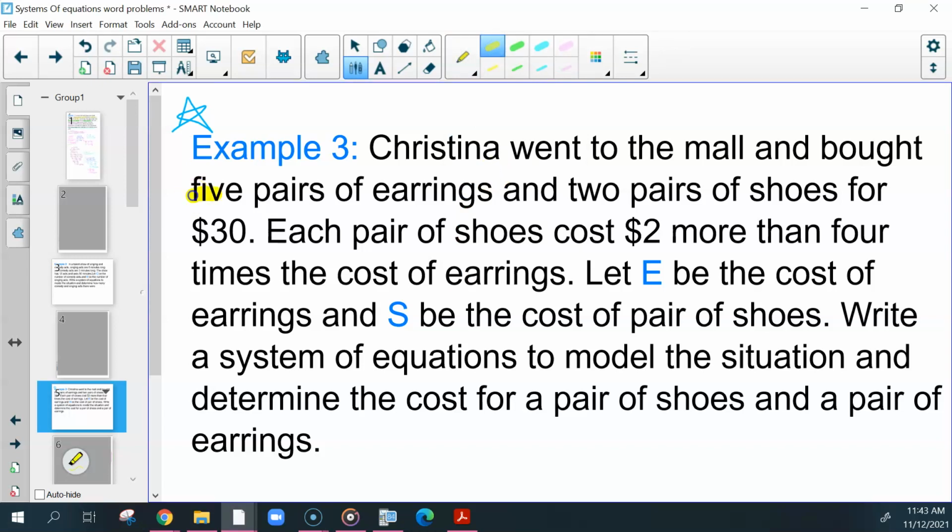Okay. 5 pairs of earrings, 2 pairs of shoes, for $30. Okay. Each pair of shoes costs $2 more than 4 times the cost of earrings. No one would put that in writing unless they were absolutely insane. Anything else important?